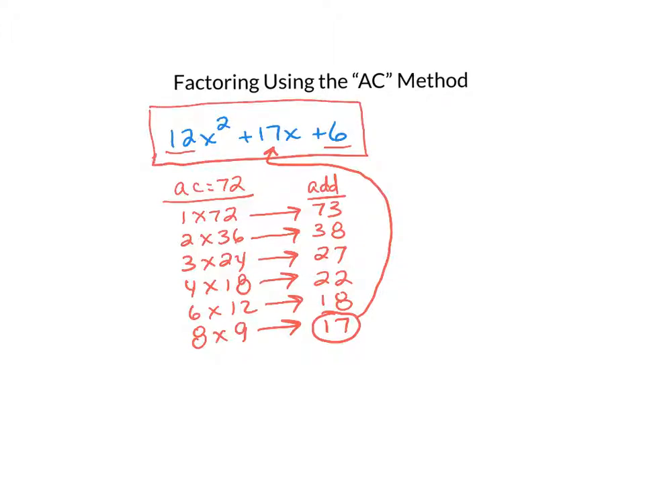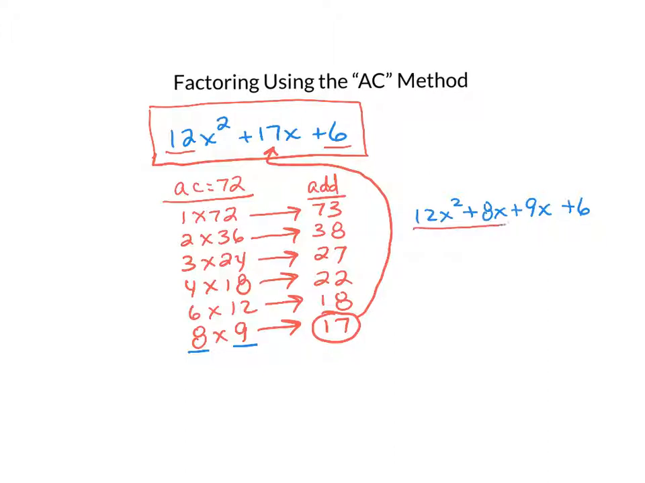And now what I'm going to do is rewrite that. Instead of 12x squared plus 17x plus 6, I am going to rewrite it with these for the middle term. So I'm going to rewrite this as 12x squared plus 8x plus 9x plus 6. Notice it's exactly the same quadratic equation. But now I can use the idea of grouping in order to go through and solve this.